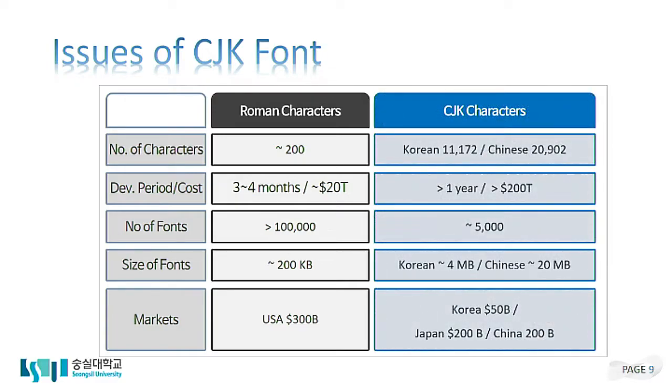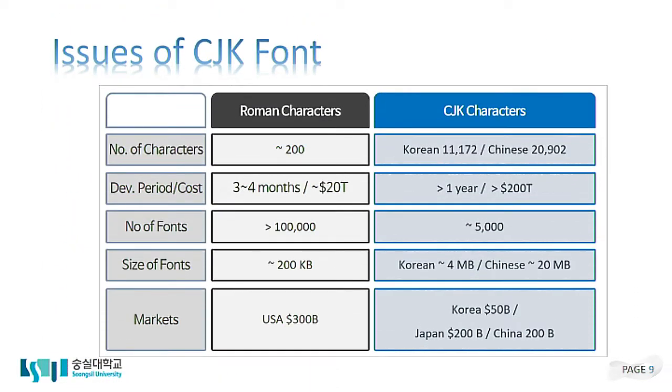But the problem with CJK is this: Korean, Chinese, and Japanese. Usually Hanja is Chinese characters and Hangul is Korean characters. Korean is composed of more than 11,000 characters. Chinese has more than 20,000. I heard the total is about 40,000 characters. The development time is more than 1 year, and the cost is more than 10 times as much. So the variation of fonts is quite limited compared with Roman characters.